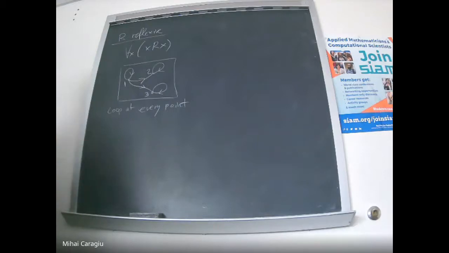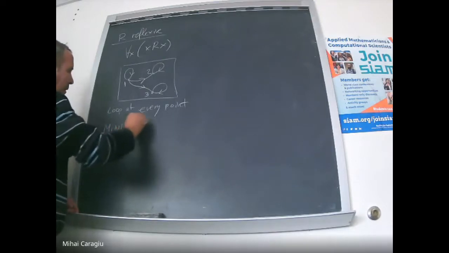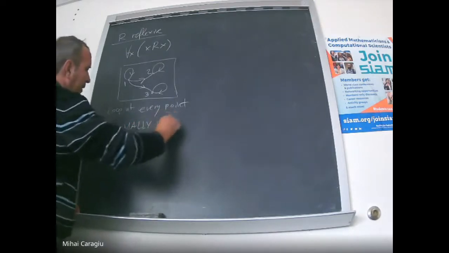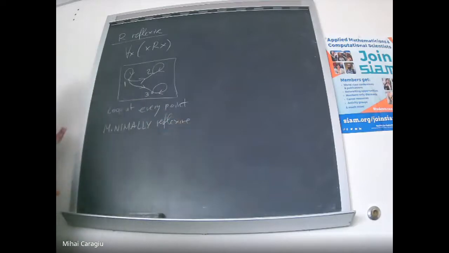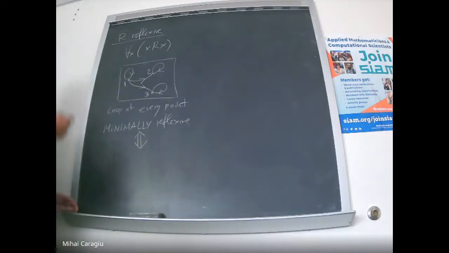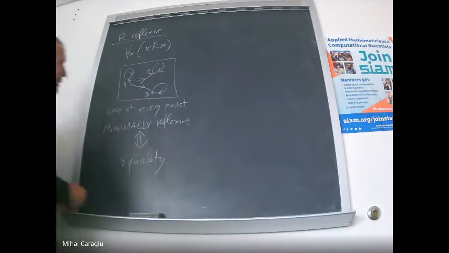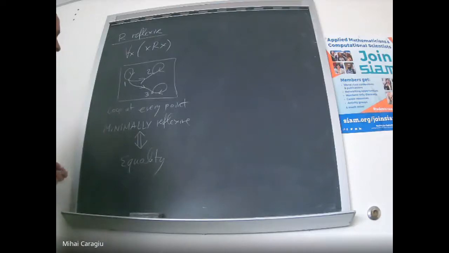What does it mean to be minimally reflexive? That means only loops. So minimally reflexive, that is, reflexive and minimal with the property of being reflexive, would be equality. The equality relation, in which two elements are related if and only if they are equal, is visualized with only a loop at every point and nothing else.